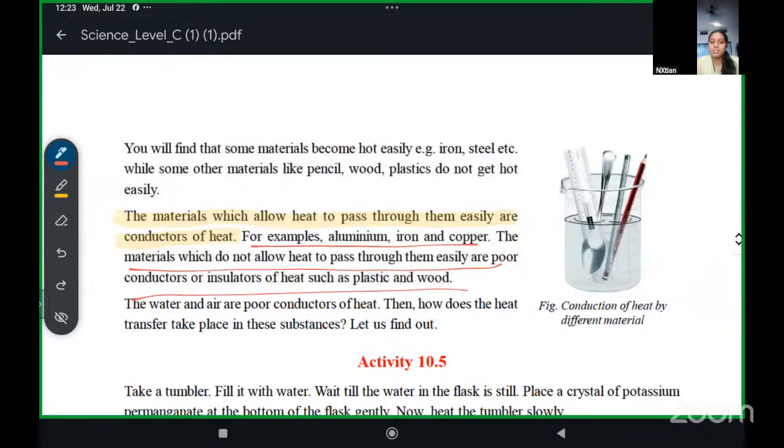A question may come: what is the difference between conductors and insulators? You can write that those materials which allow heat to pass through them easily are conductors of heat. Those materials which do not allow heat to pass through them are called insulators of heat. Please write examples also.